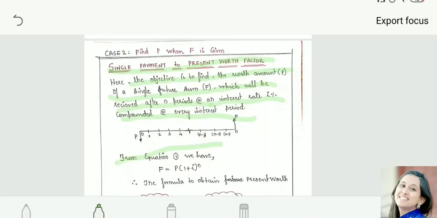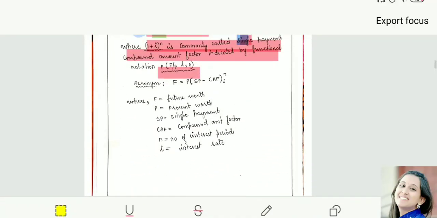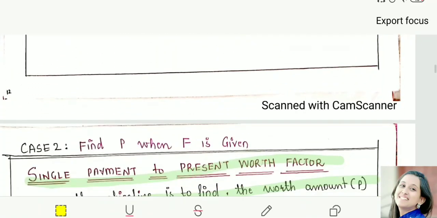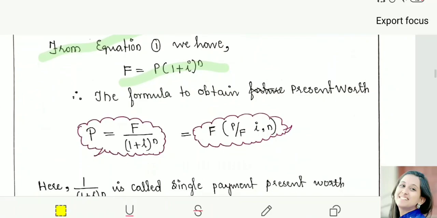So from equation 1 we have F is equal to P(1+i) raised to n. Where is our equation 1? This is the equation 1 that we have got. From this particular equation we derive that the present value will be equal to F divided by (1+i) raised to n.